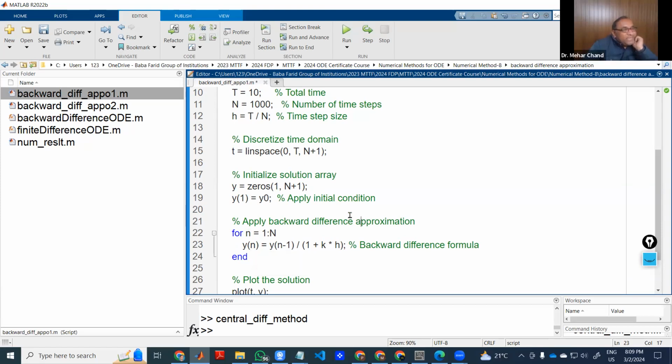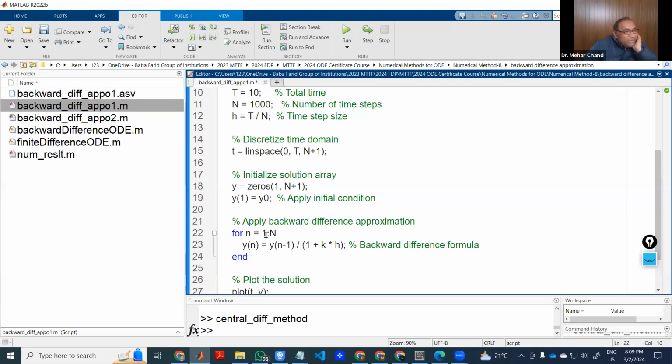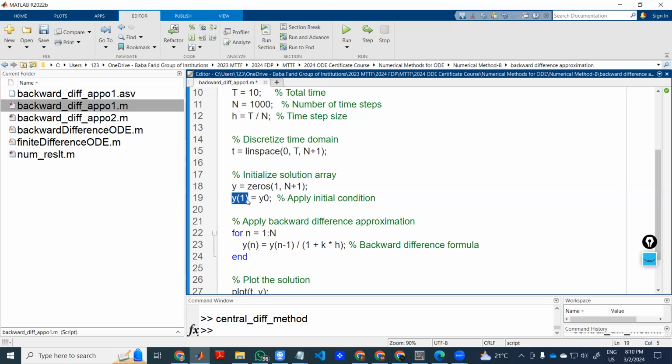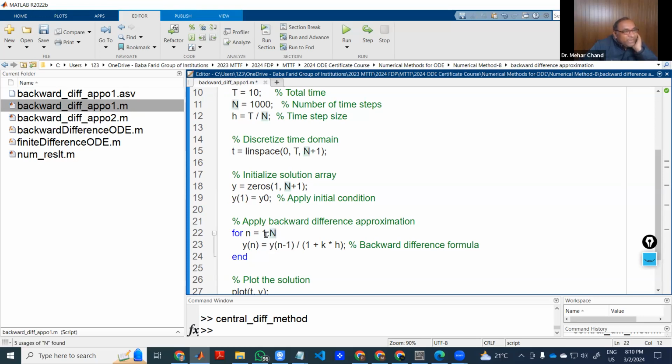If I write the same statement in this way, then what should I do? We have to start from n equals 2. Yes, sir. Why? Because y(n-1) means y0, and y0 has no value in MATLAB. See the index. The y1 value will be used at this place. You are correct. We can take 2 at this place.